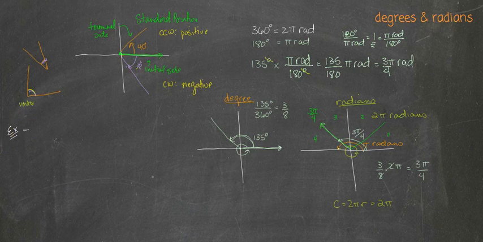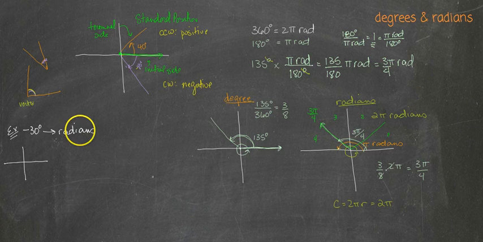Let's look at negative 30 degrees, and we want to convert this to radians. Well, first let's figure out where we are. So negative 30 degrees, I could give the answer in negative radians. That works. Or I could give the answer in positive radians. So if negative 30 goes here, then the other angle that leads to negative 30 in the positive direction would be 330 degrees. So let's do both of them.